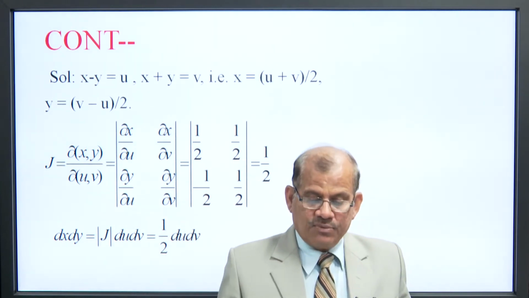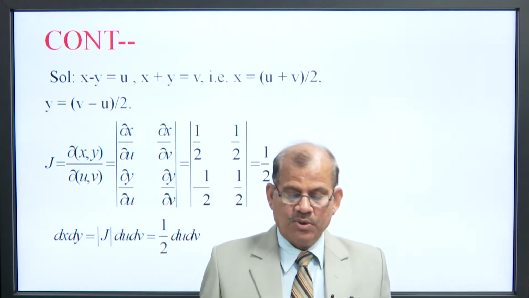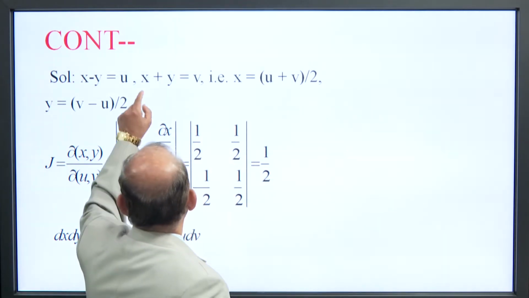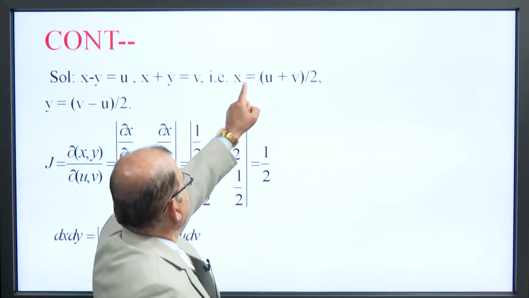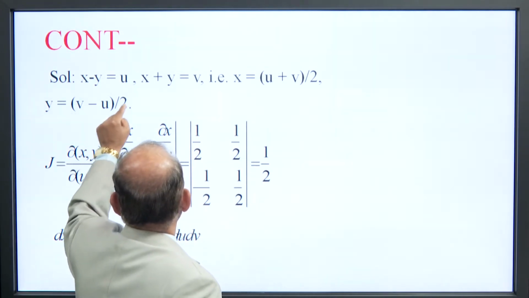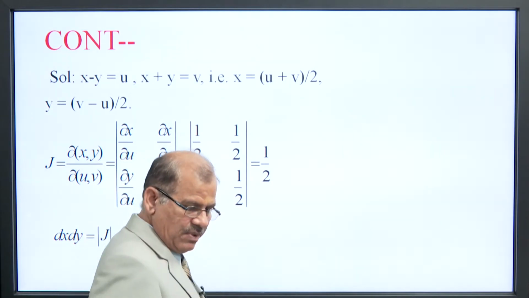Solution: x minus y is equal to u, x plus y is equal to v. Combining these, we get x is equal to (u plus v) by 2, y is equal to (v minus u) by 2. First we find J.